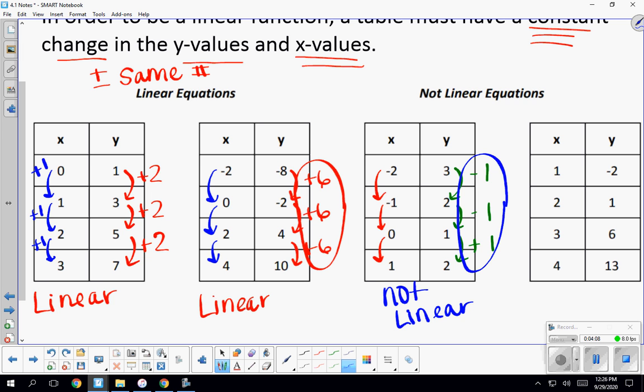We can look at another example. Again, our last one here to the right. We have a constant change in x. Okay, so we can look at our y values. Here I'm going up 3. Here I'm going up 5, and here I'm going up 7. So this is not linear.